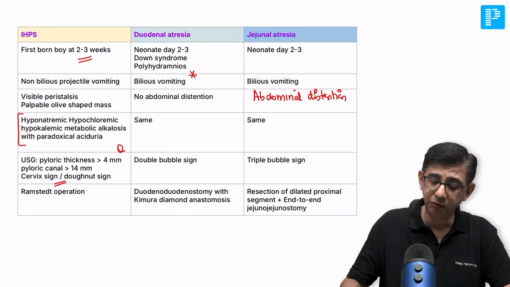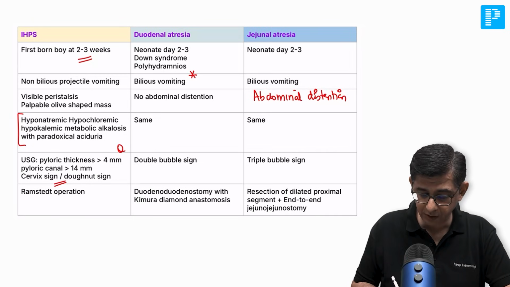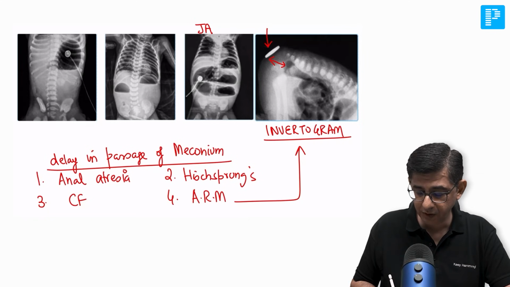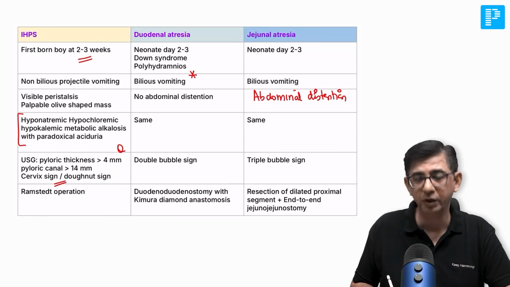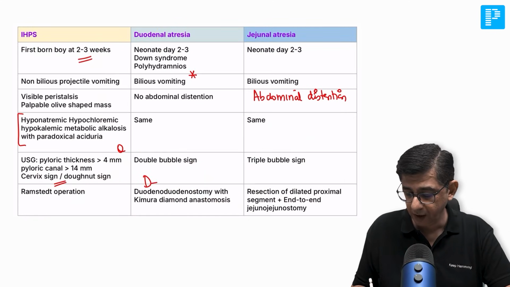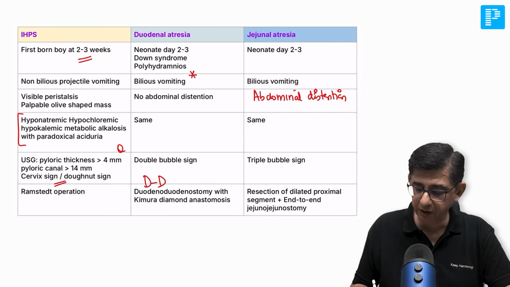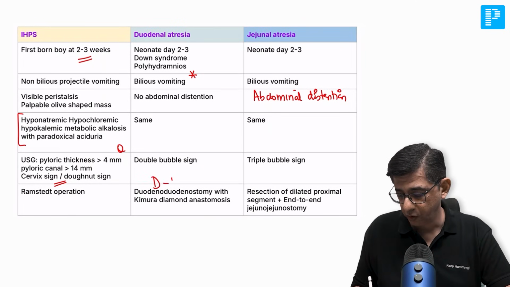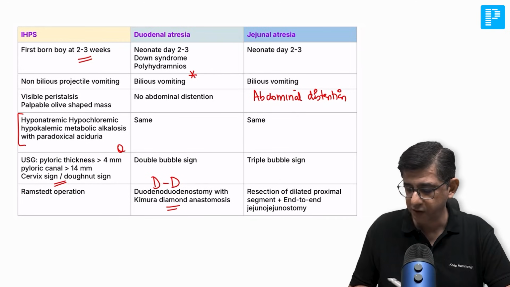Then the surgery that we do for duodenal atresia: like this question that came did not say double bubble appearance. The question said, what is the treatment? So your answer would be DD. The older procedure was DJ, that is duodenojejunostomy, but now what we do is DD, that is a duodenoduodenostomy with a Kimura diamond shape anastomosis.